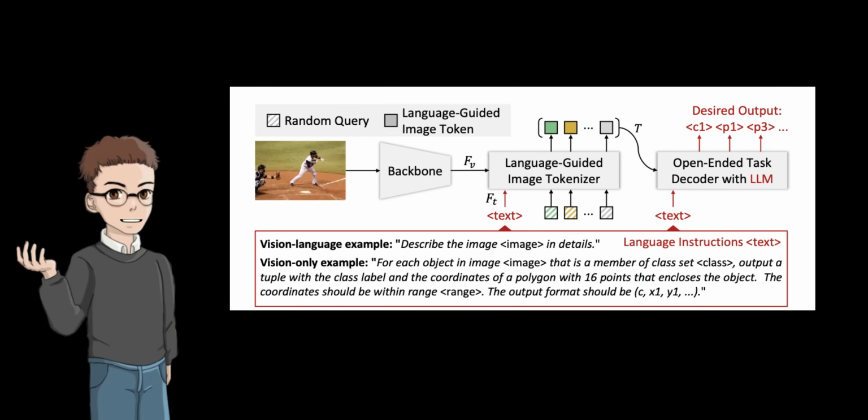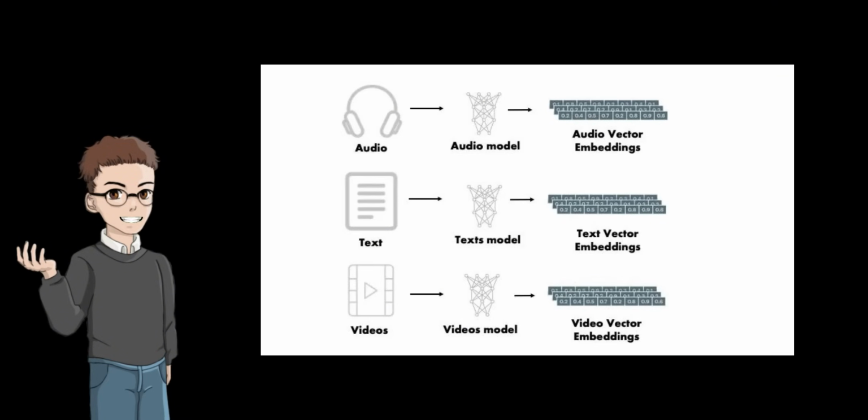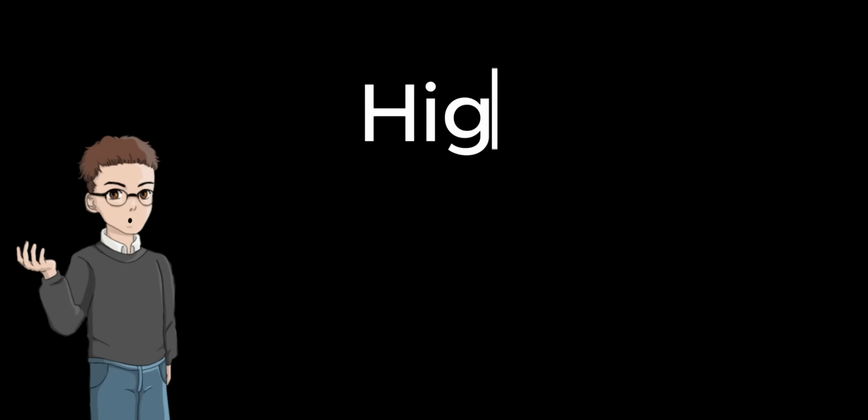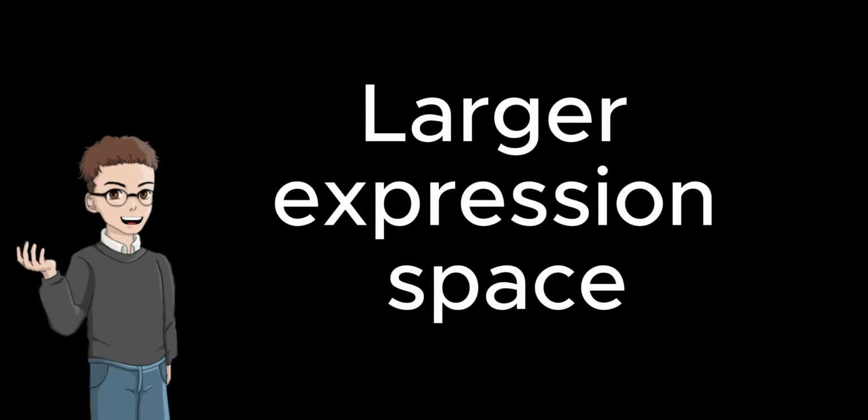Visual tokens are completely different. Instead of coming from a fixed lookup table, they are continuous vectors generated directly from image pixels by a neural network visual encoder. This means higher information density, global pattern perception, and larger expression space.